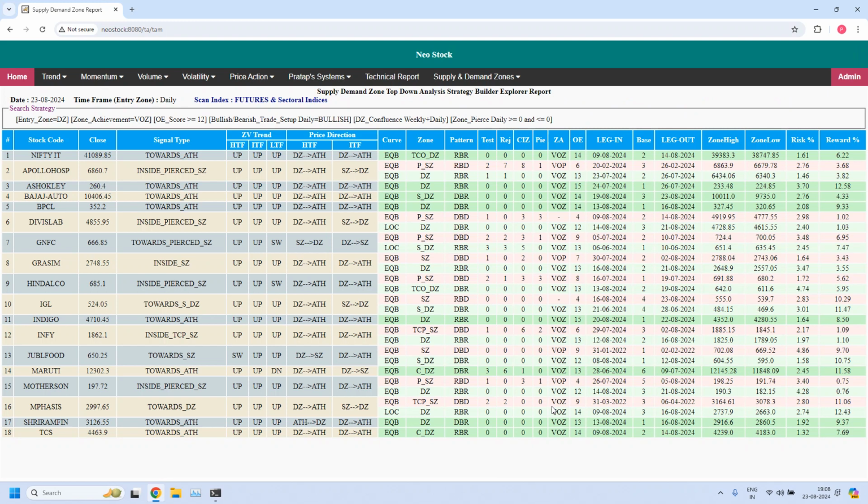These 18 stocks are having daily zone and weekly zone confluence. This is zone confluence, not EMA. This is zone confluence. That is, demand zone confluence, weekly and daily. Now let's add weekly EMA confluence. Are any of these weekly zones having weekly EMA confluence?